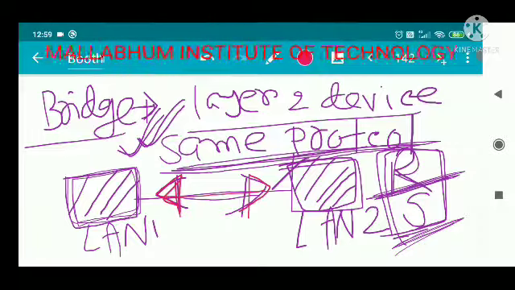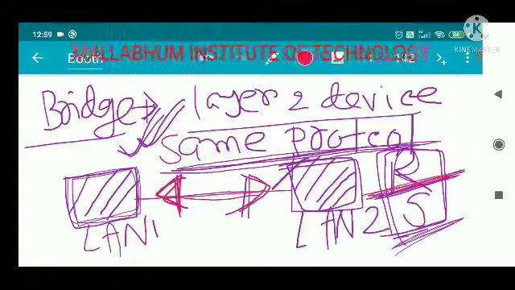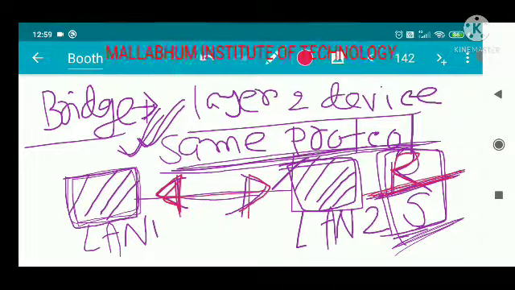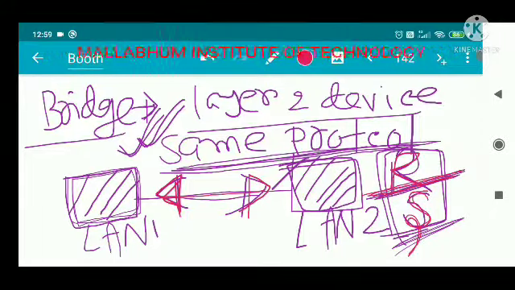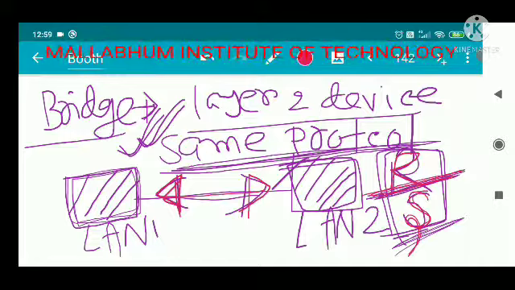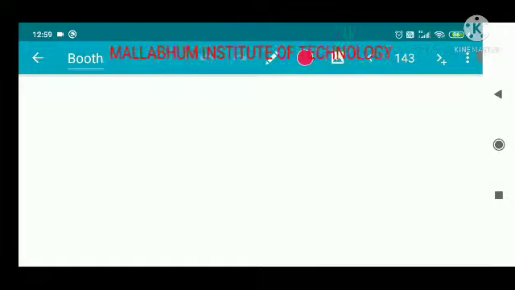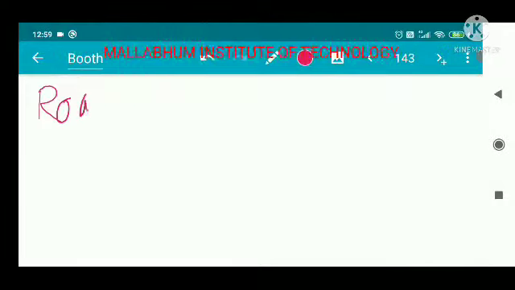That is the thing. And it also has the capability of a repeater, that means it can regenerate the signal, and it has MAC address capability. MAC address capability means it can identify from which machine, which station, data is to be transmitted to another station. So the last networking device that we want to discuss is your router.